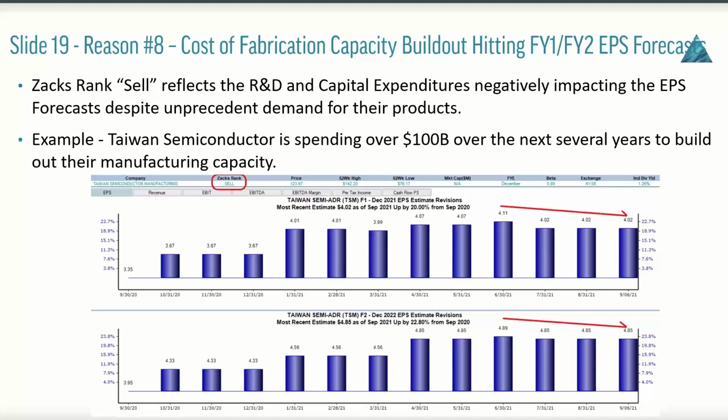If you recall slide 19, reason number 8 of 10 was the cost of fabrication capacity building out was actually hitting the FY1, FY2 forecast. Now, keep in mind, this is all the while revenue growth is still growing by leaps and bounds. I mean, there's obviously huge demand for Taiwan Semiconductor's products, right? But this Zacks rank of sell is accurate, reflecting both that R&D and capital expenditures hitting the earnings.